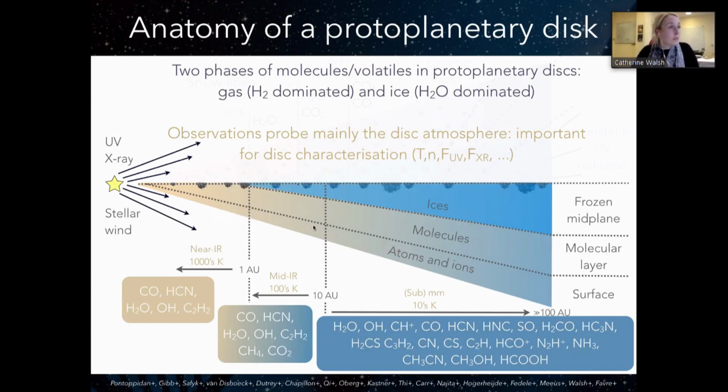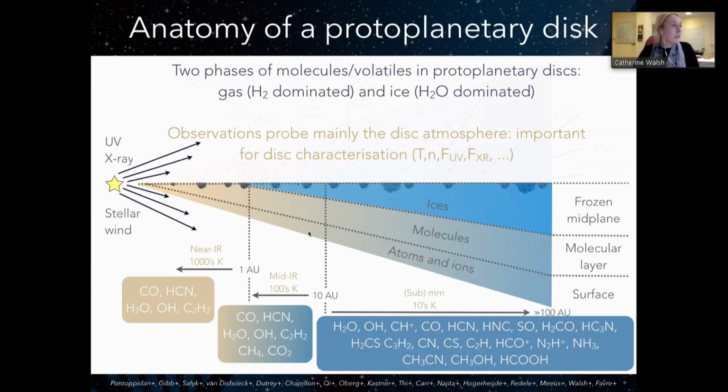As we go towards the surface, this becomes warmer, more irradiated, and this is where we get a rich ion molecule chemistry, which creates molecules in the gas phase. And then towards the surface, this is the most irradiated by the central star, and this is where molecules can be split apart by photodissociation or ionization into atoms and ions. And when we point telescopes at disks, what we're really looking at is this molecular layer in the disk atmosphere. And these observations are very important for telling us something about the temperature and density structure of these objects around nearby young stars.